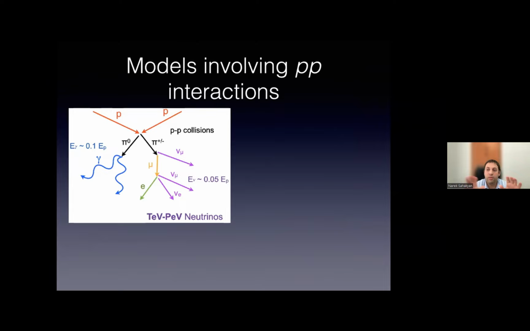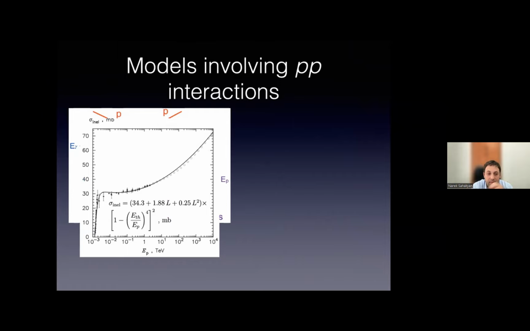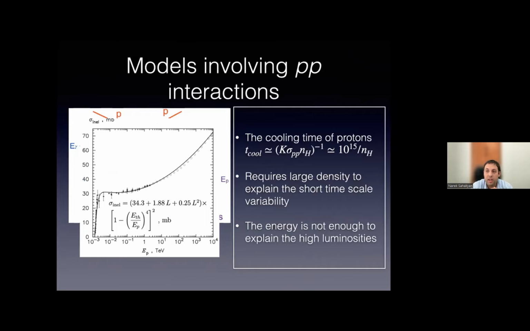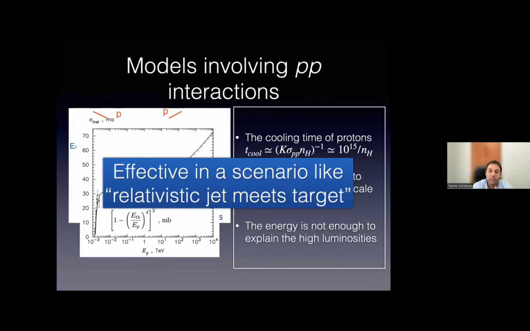Then you observe both photons and neutrinos, but this interaction has a very small cross section. It means that in order to have a very effective interaction, especially for blazars where you need to explain very fast variation, you need a very dense target that these protons interact with. It cannot be inside the jet itself, because if you have a very dense target that is very heavy, you cannot move it at relativistic velocities. So these scenarios are more efficient in relativistic jet meets target scenarios.